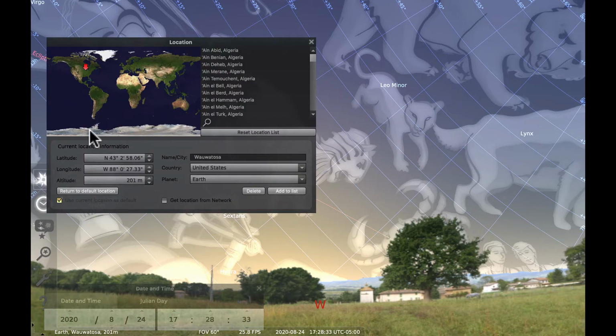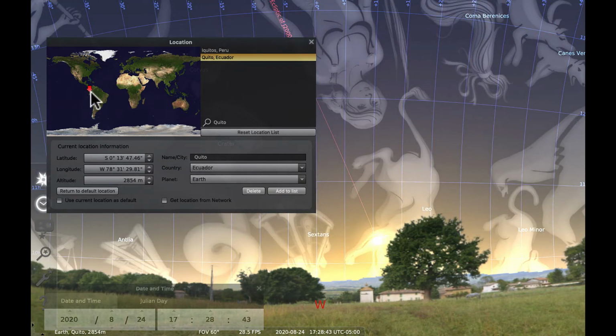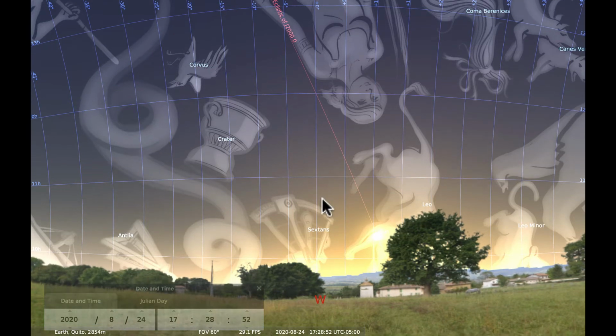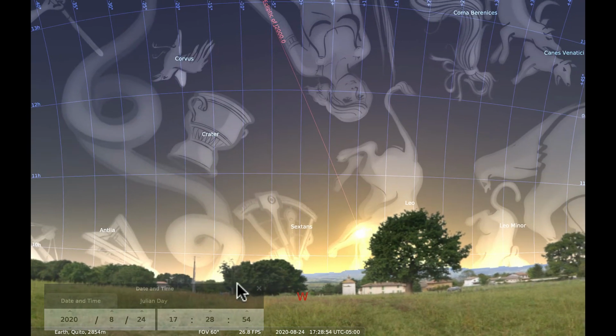location window. And instead of being right here in Wauwatosa, let's suppose that we were in Quito, Ecuador. Okay, we'll pick Quito, Ecuador, which is right here. It's right on the Earth's equator. How would things look different? Okay. Well, in Quito, Ecuador, now we're looking to the west, and it's about 5:30. It looks like the sun is setting.